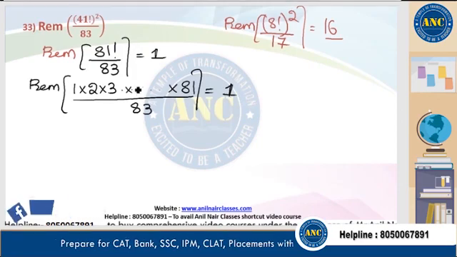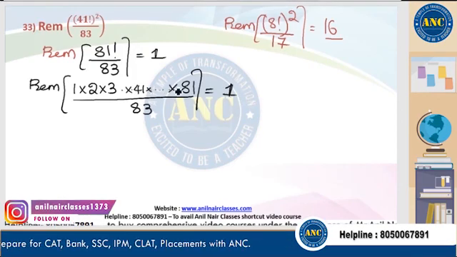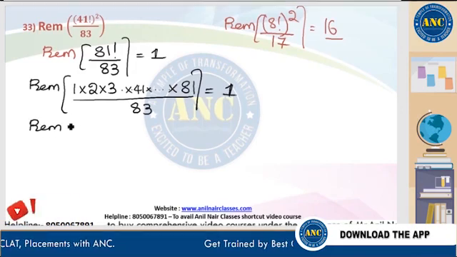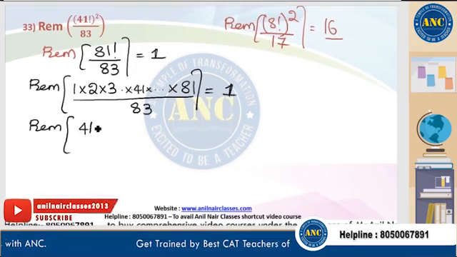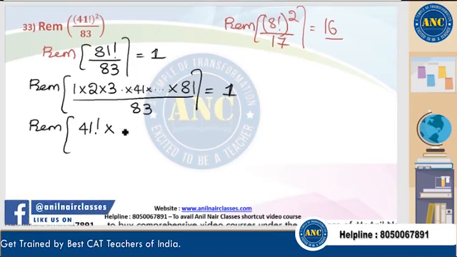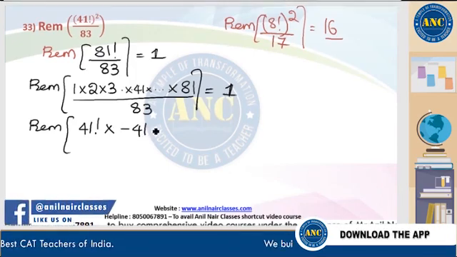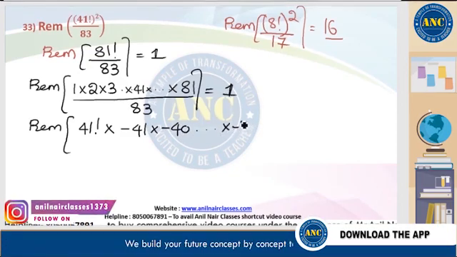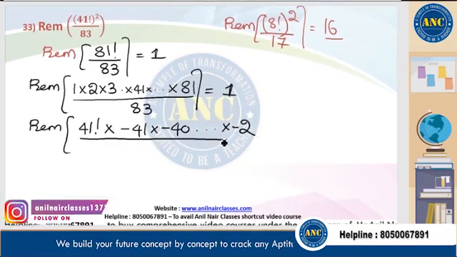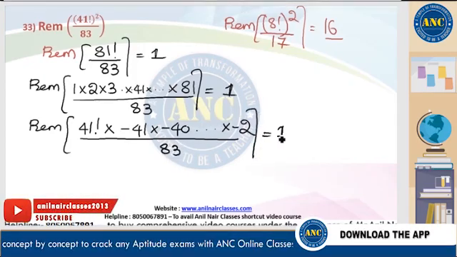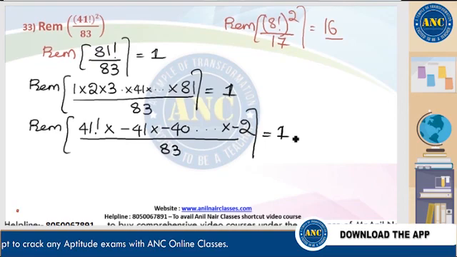I will write down till 41 here so that it will be clear. 1 into 2 into 3 till 41 is nothing but 41 factorial. 42 divided by 83 is minus 41. 43 is minus 40. 81 divided by 83 is minus 2. Divided by 83, it is nothing but 1. I hope it is clear.